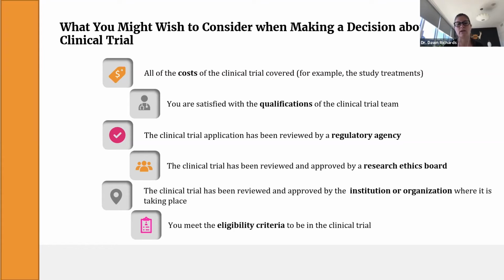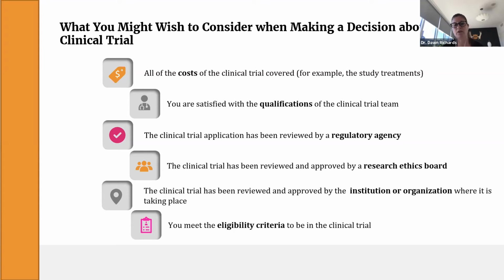And then the clinical trial itself and the application will be reviewed by a number of different agencies and boards and organizations. So in Canada, they need to be reviewed by Health Canada, our regulatory agency. It will also need to be reviewed and approved by a research ethics board. So that's going to be at the site where it's happening, and they look at it from the purview of the safety and welfare of the participants who are part of the study. And it also needs to be reviewed and approved by the institution or organization where it's taking place.